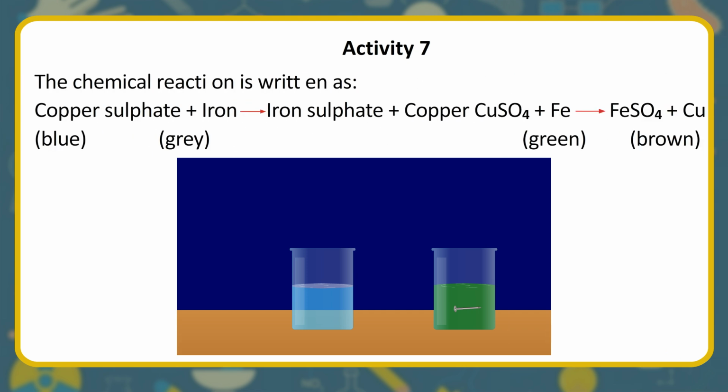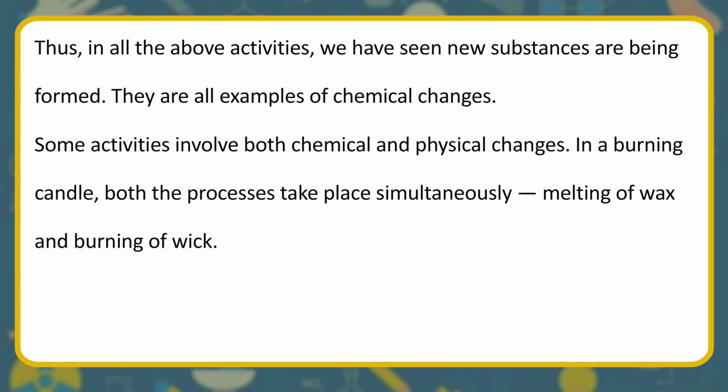The chemical reaction is written as copper sulfate plus iron gives iron sulfate plus copper. CuSO4 plus Fe gives FeSO4 plus Cu. Blue, gray, green, brown. Thus, in all the above activities, we have seen new substances being formed. They are all examples of chemical changes.